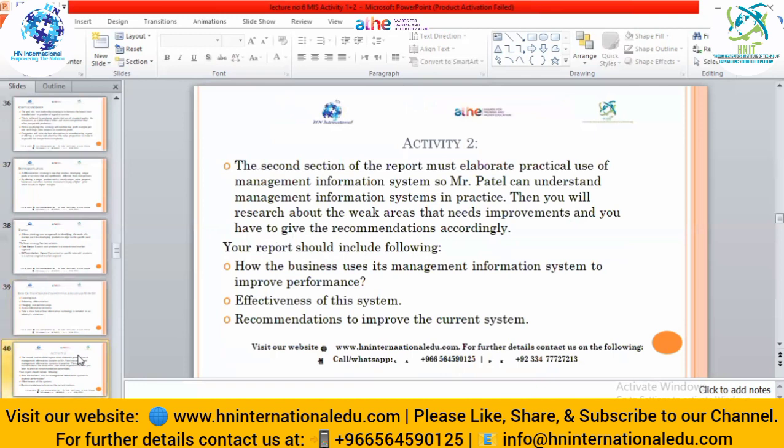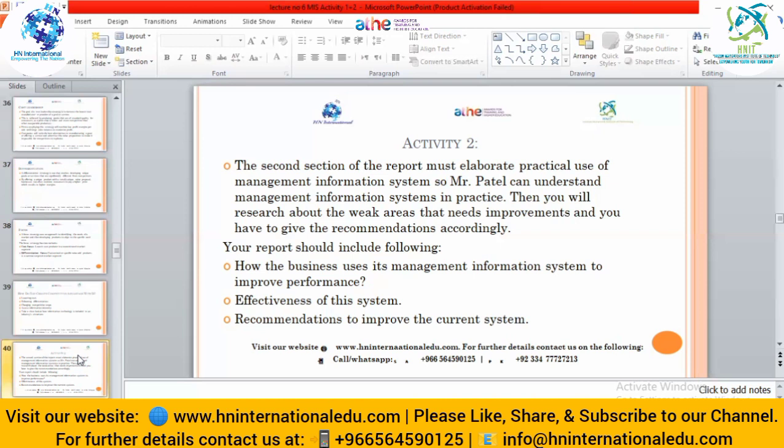Now we will go to activity number 2. Now we have studied all the management. What is the management information system? Why are we using the management information system? What are the features of management information system? Now, practically, we have to implement that management information system in the organization. So we have to elaborate the practical use of management information system, like in the finance department, how we can use it, and in employment laws, how we can use a management information system. Now we have to explain the specification of management information system according to the organization.